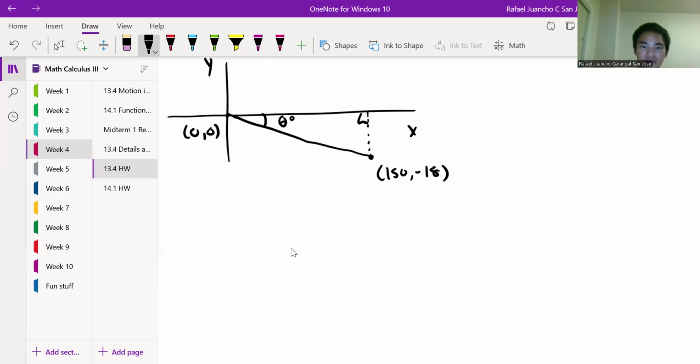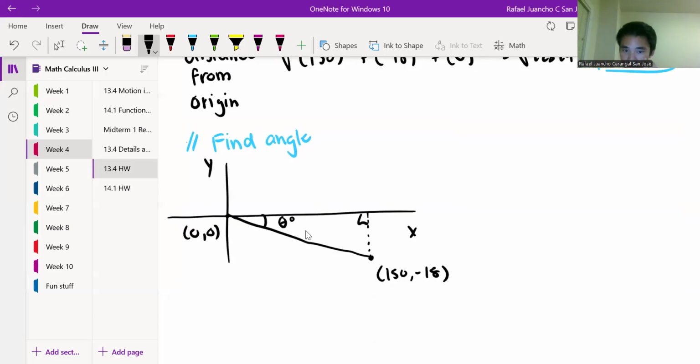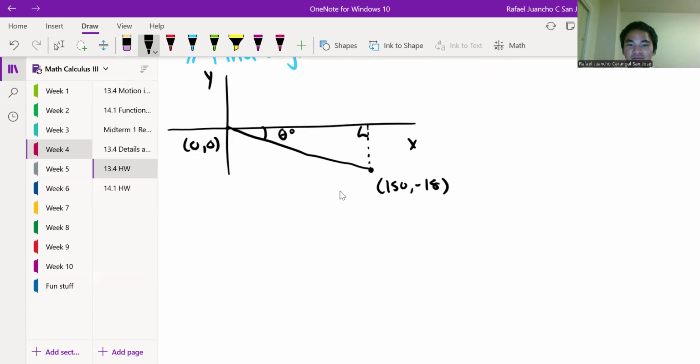We know this distance, right? That's square root of 22824. What else do we know? We know this is 150, and we also know this is 18. So there are lots of possible ways to find our angle. We just need one of them. We can get a tangent. I think that one's the easiest.